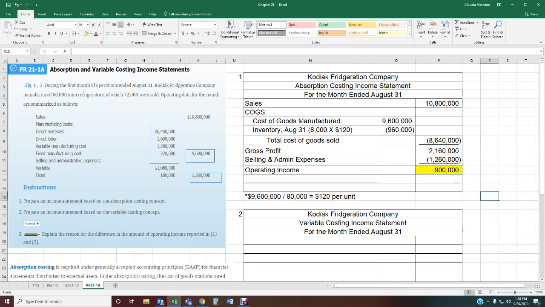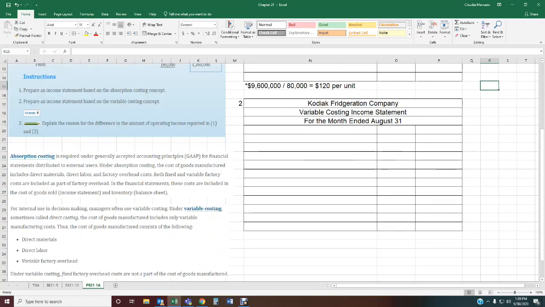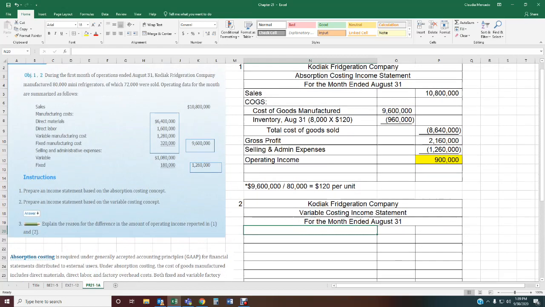So it's your sales. Then you calculate your cost of goods manufactured. You have to deduct your ending inventory, if you have any, which we did, and we calculated our per unit cost, and then multiplied our per unit cost times the number of units we did not sell, which was 8,000. Then we calculated our total cost of goods sold, which was your cost of goods manufactured minus your ending inventory. And then we got our gross profit by getting our sales minus our total cost of goods sold. And once we had our gross profit, we deducted our selling and admin expenses to get our operating income. So that was the absorption costing.